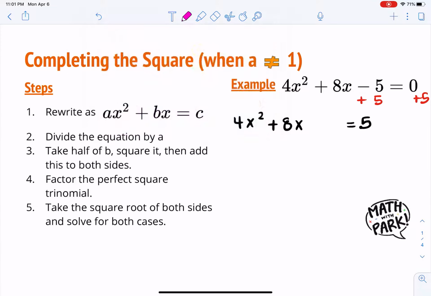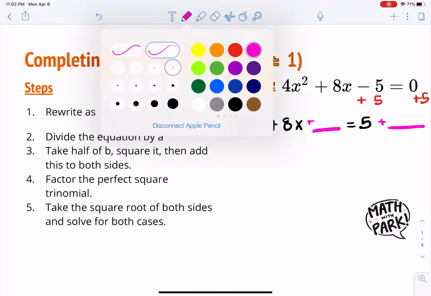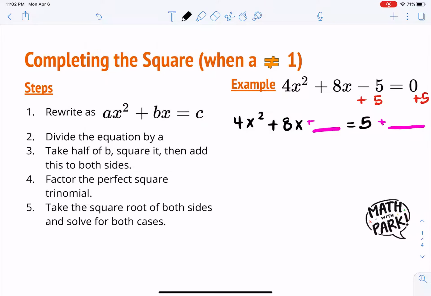From the previous notes, I also mentioned drawing placeholders also help when completing the square. Second step, divide the equation by a. So a is the number that's in front of the x squared. So in this scenario, 4 is in front of x squared, so you are right. You will be dividing by 4.